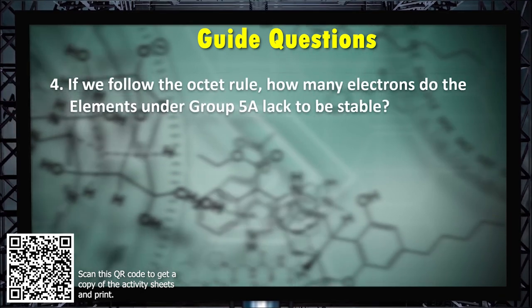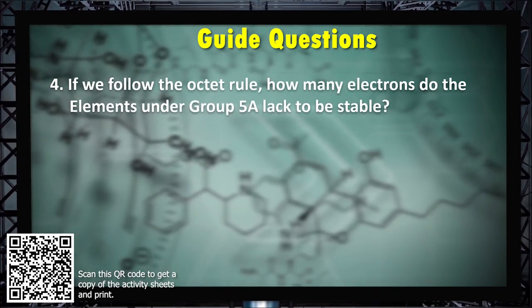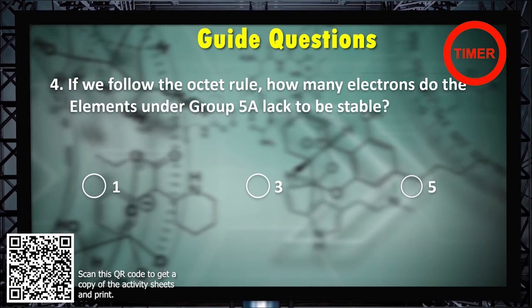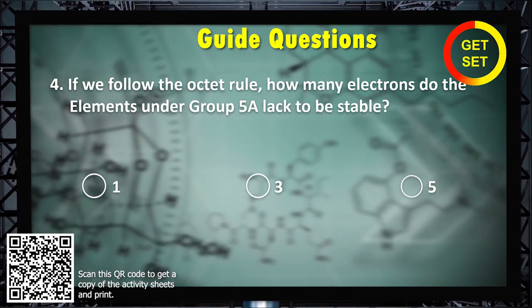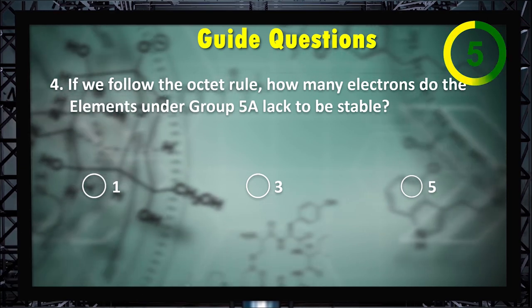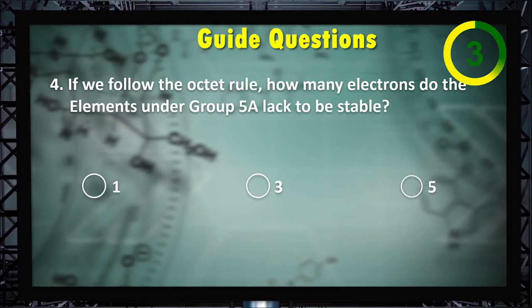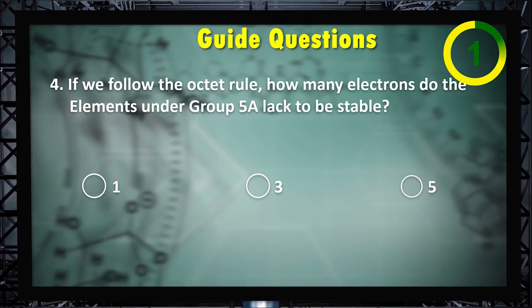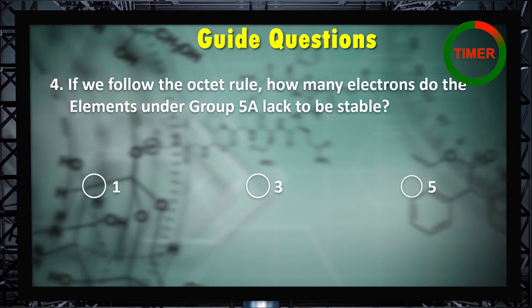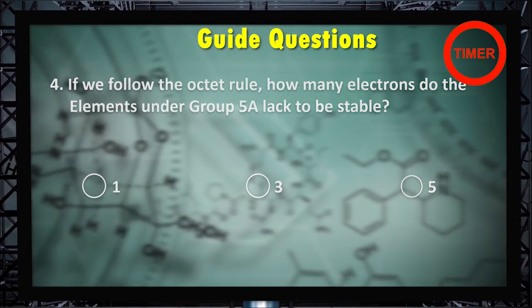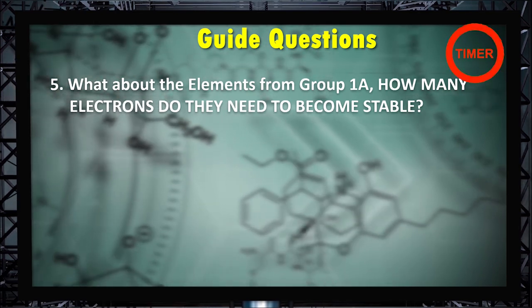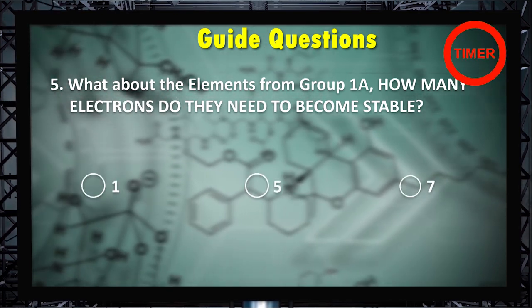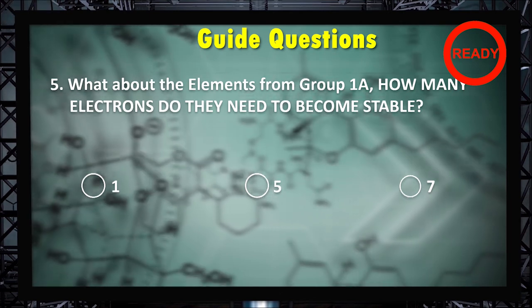Number 4. If we follow the octet rule, how many electrons do the elements under group 5A lack to be stable? Number 5. What about the elements from group 1A? How many electrons do they need to become stable as well?